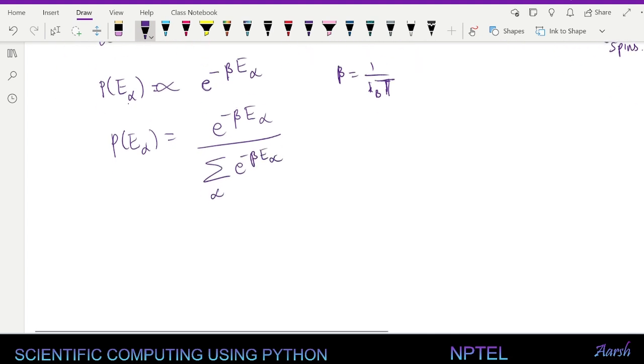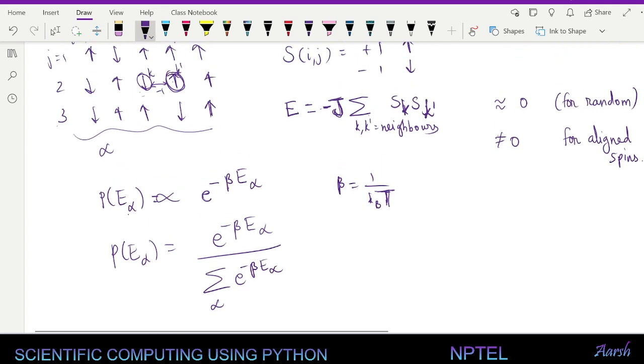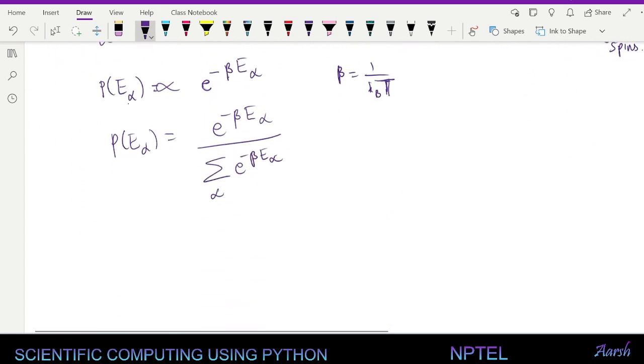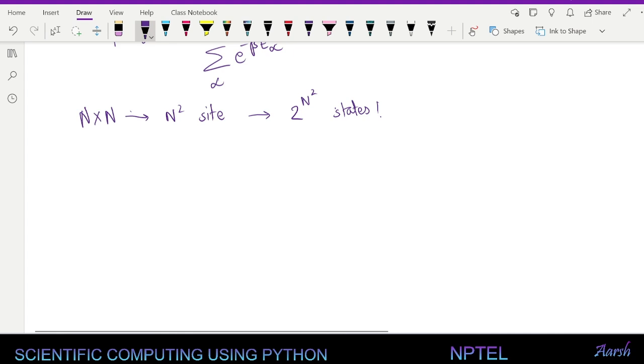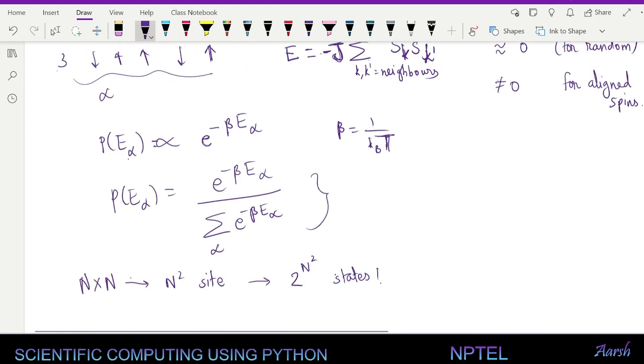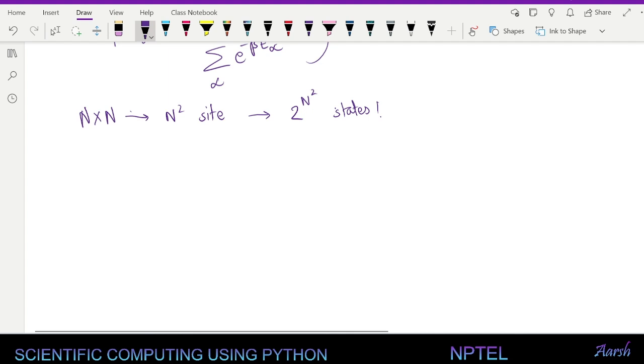Now we want to generate this distribution, but the only difficulty is that there are so many states. For n cross n, we have n squared sites, and every site can be plus or minus, which means we have 2 to the power n squared states, which is simply not possible to enumerate. So we want to generate a subset that follows this distribution, because if we can do that, then we can calculate the properties of this system as a function of temperature, etc. And for doing that, we have the Metropolis algorithm. You start with some state alpha, and then generate a new state beta by randomly flipping one spin.